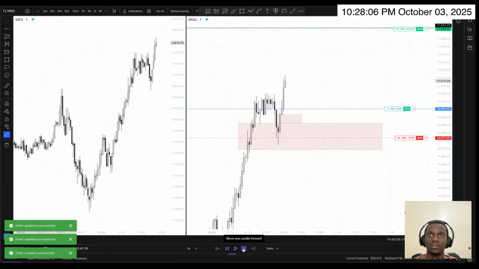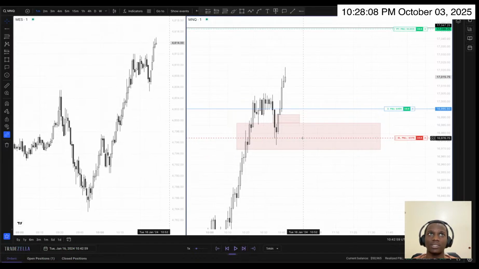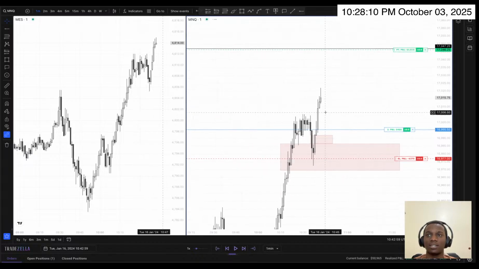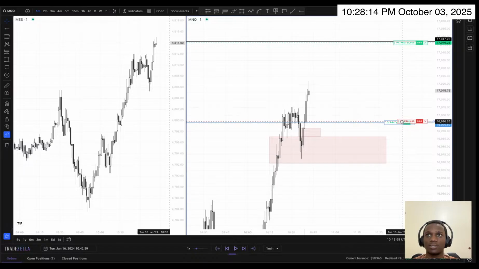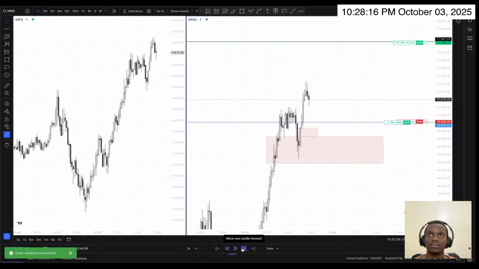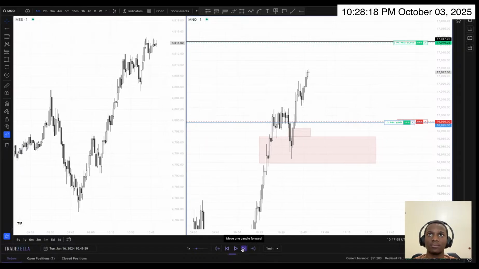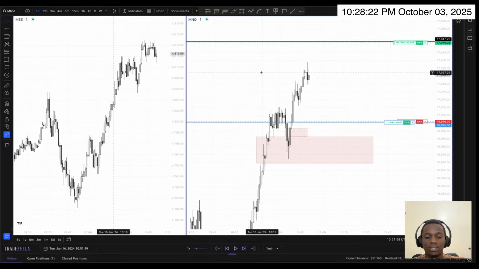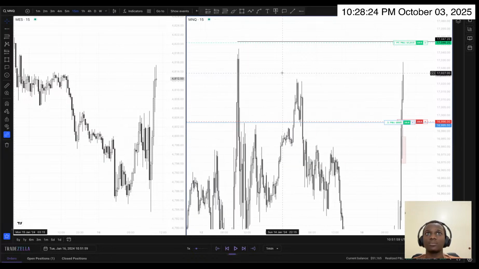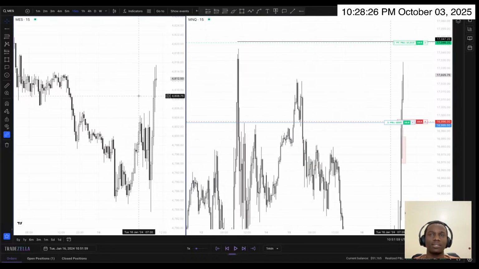Let's see what happens. So we've already run higher. I think I could trade it to break even here. Now I'll go up to the 5. We're now in the macro. So we've already run this high. 15, okay, sorry, 1 hour.